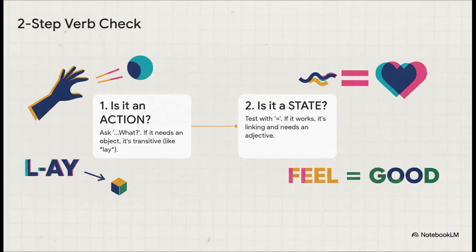So here it is, the whole thing in a nutshell. Your new two-step verb check. Step 1. Is it an action verb? Just ask, subject plus verb plus what? If you need an object, it's transitive, like lay. If not, move to step 2.